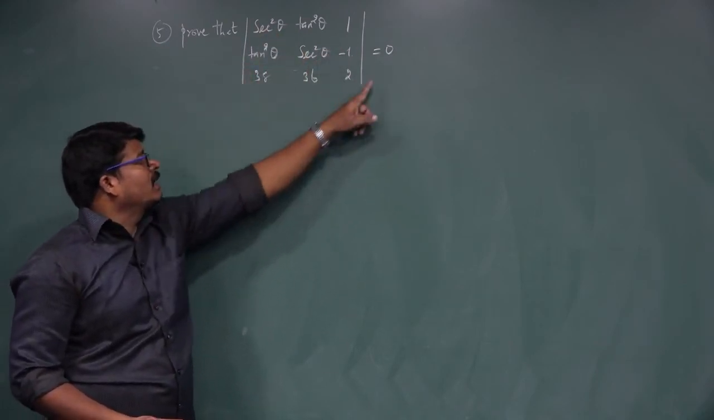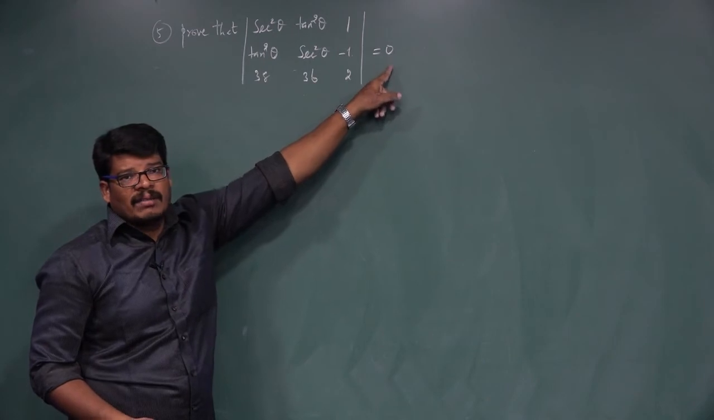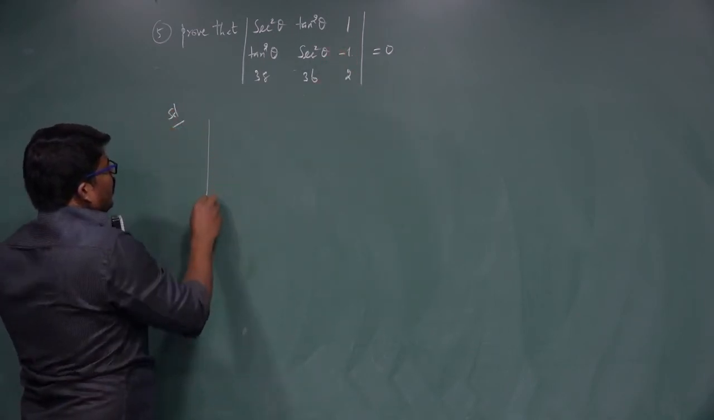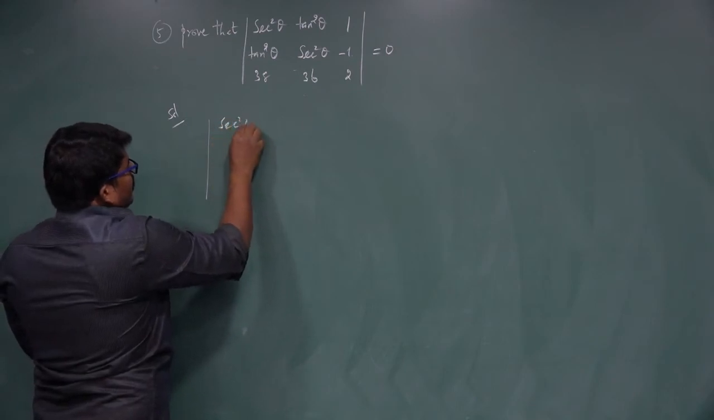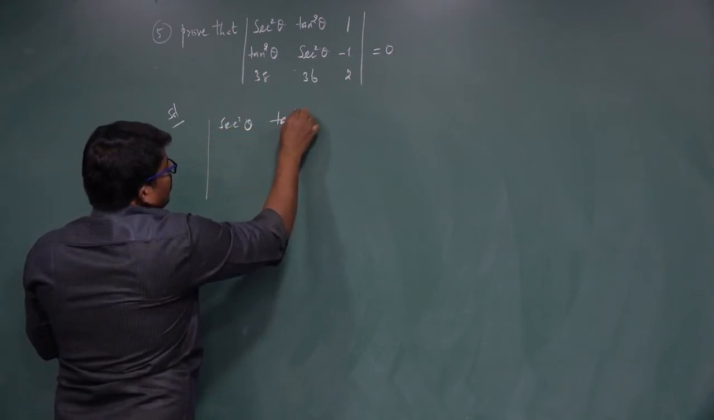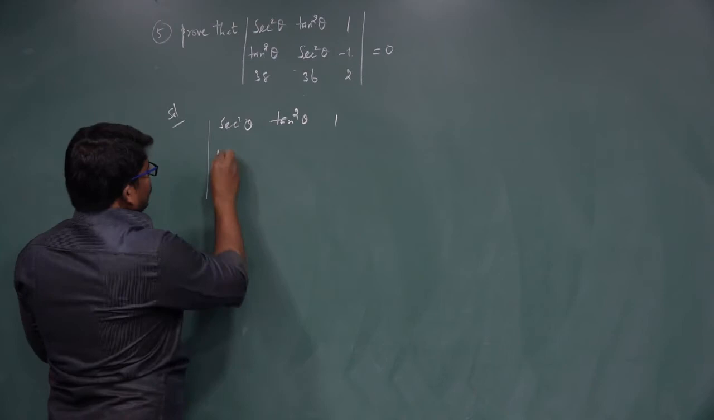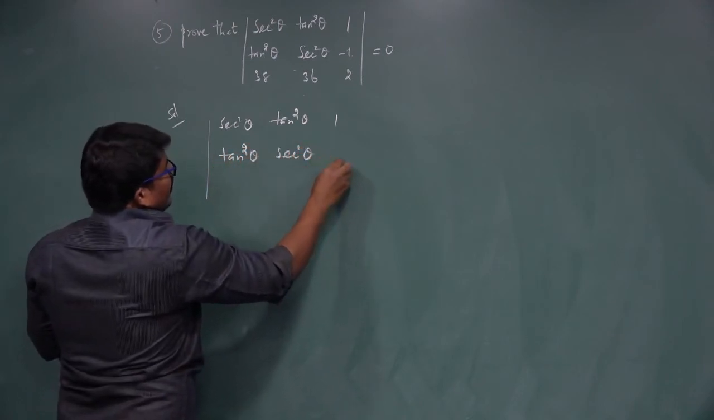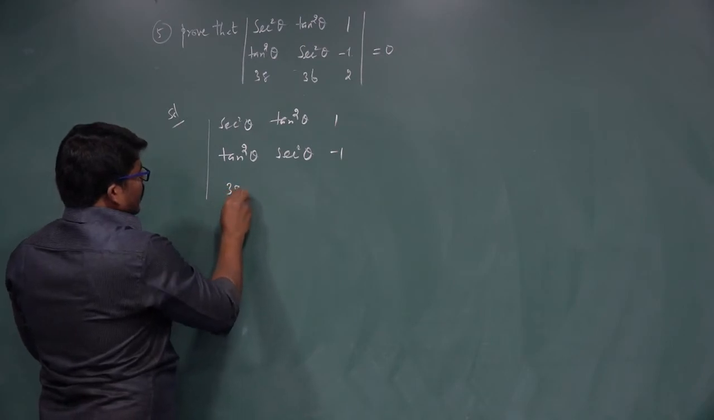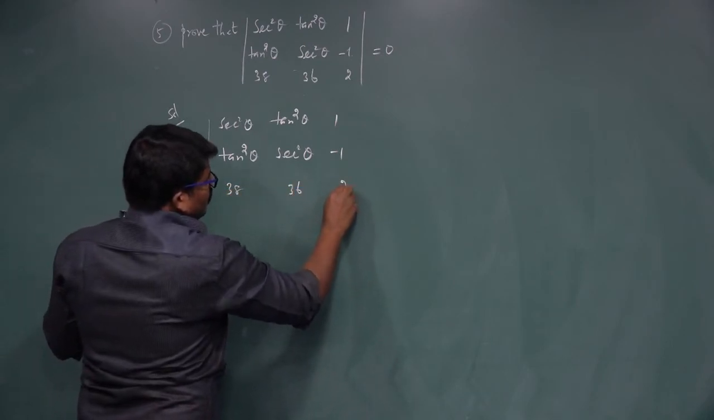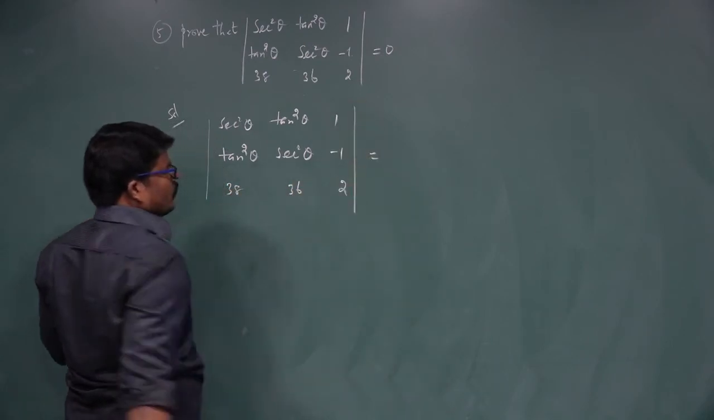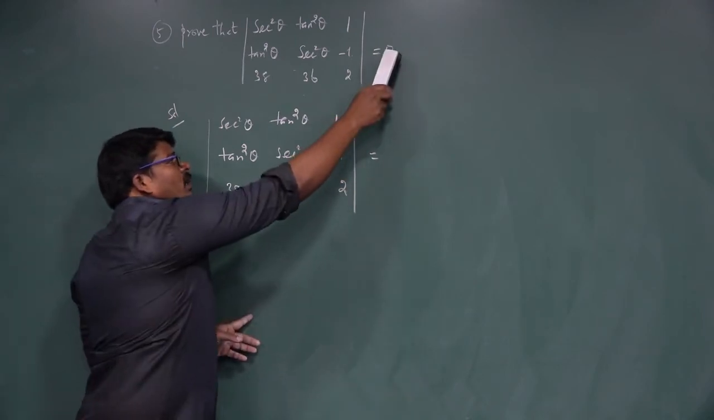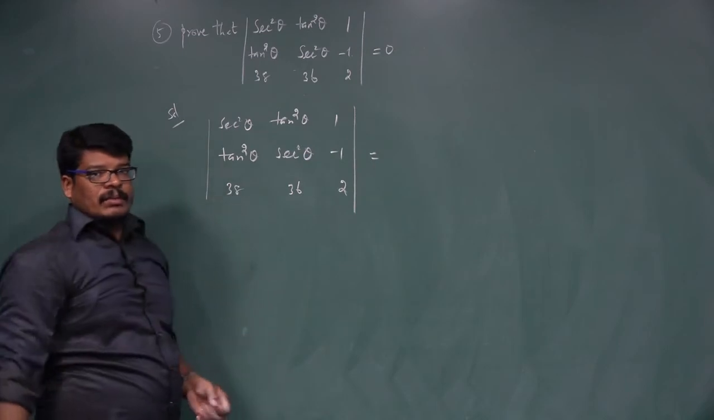To prove the result, take LHS equal to RHS. RHS value 0. Now take the LHS value: the determinant of secant square theta, tan square theta, 1, second row tan square theta, secant square theta, minus 1, and third row 3, 3, 2. Now we have to prove the LHS value equals 0.